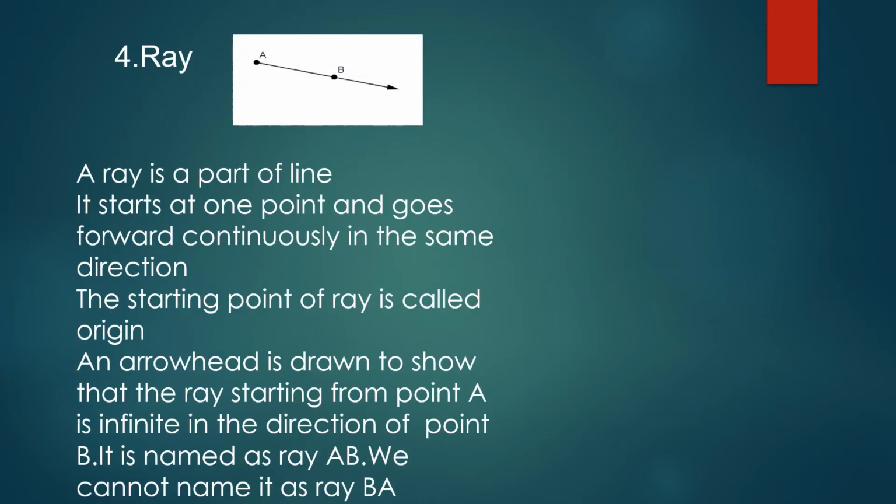A ray is a part of line. It starts at one point and goes forward continuously in the same direction. The starting point of a ray is called origin. An arrowhead is drawn to show that the ray starting from point A is infinite in the direction of point B. It is named as ray AB. We cannot name it as ray B.